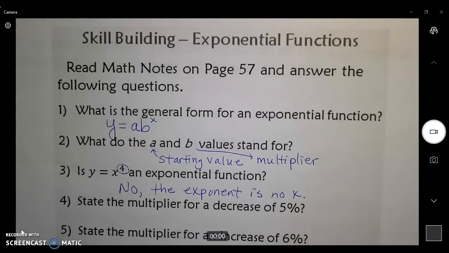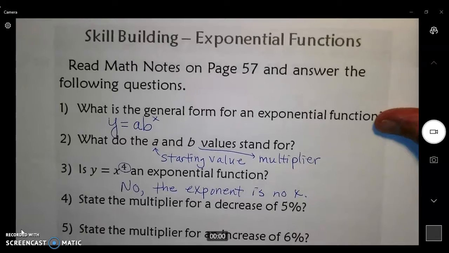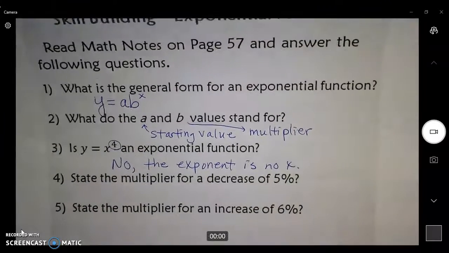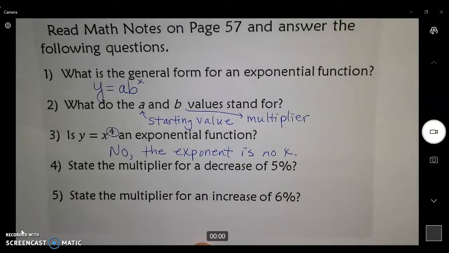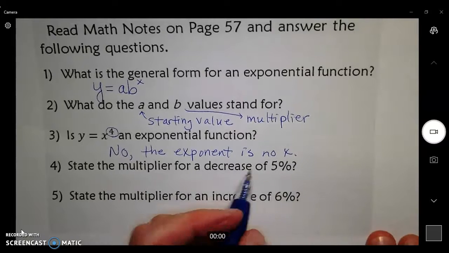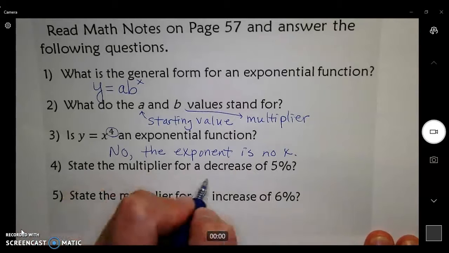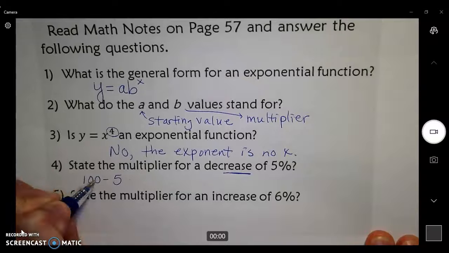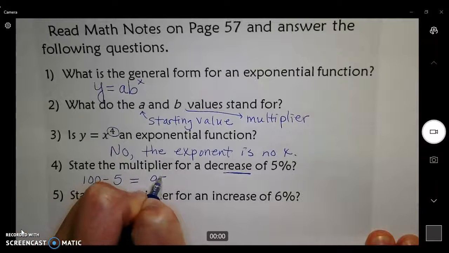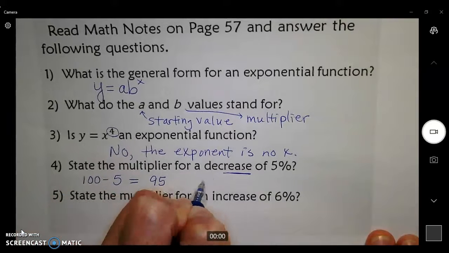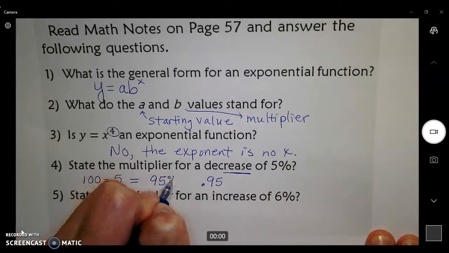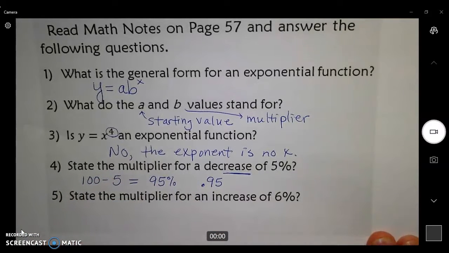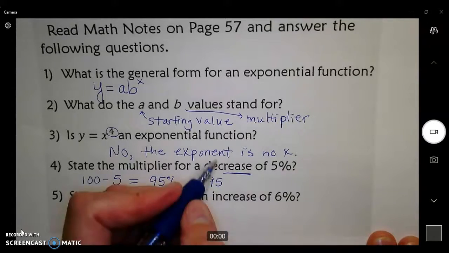All right, we're supposed to state the multiplier for a decrease of 5%. So a decrease means that it's losing 5% of its value every year. So how much is it keeping? It's keeping 95%. So the multiplier for a decrease is 100 minus the 5, which will be 95. And then you need to write it in decimal form, so it's 0.95. It keeps 95% of its value every year, so a decrease will be 0.95.